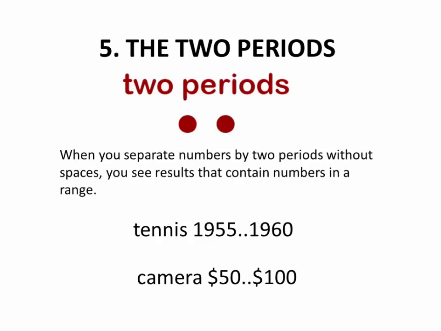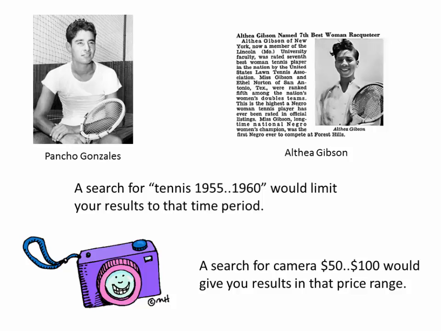The two periods. When you separate numbers by two periods without spaces, you see results that contain numbers in a range. We've used tennis and camera as an example. And here's the results. A search for tennis from the year 1955 to 1960 will limit your results to that time period. A search for a camera between $50 and $100 would give you the results in that price range.